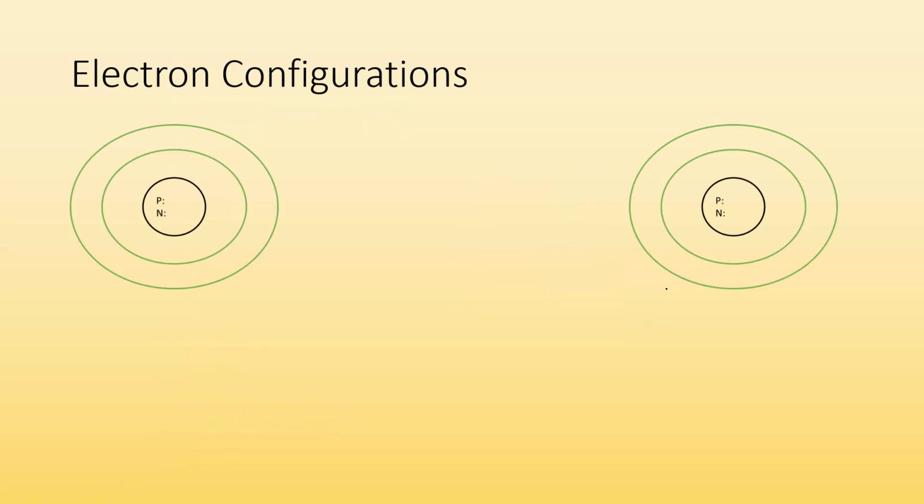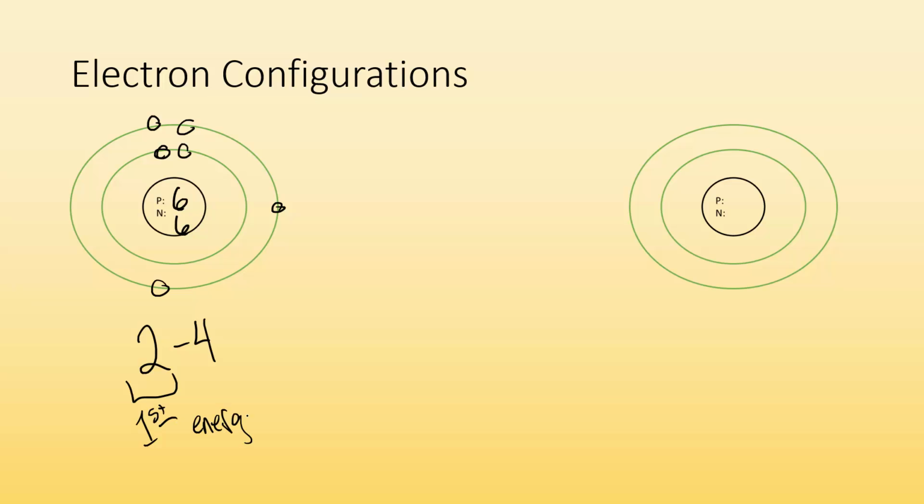All right, electron configurations. So if I had, I don't know, what's a good one? I'll stick with carbon. 6 protons and 6 neutrons. I also have 6 electrons. So I'm going to have 2 in the first energy level. I'm going to have 1, 2, 3, and 4 electrons in the outer level. So this configuration is 2-4. There's 2 in the first energy level, and there are 4 in the second energy level, or principal. Oh, that should be a P.